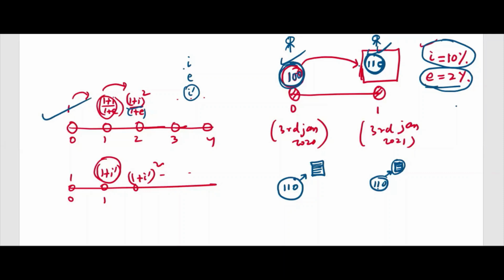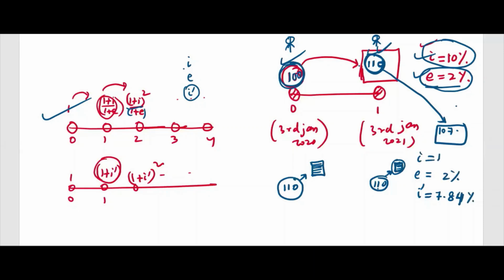But remember, it's 110 only. This is what you get, but its value is not 110. Its real value is 107 point something. That means the effective rate of return is not 10%. If E is 2% and I is 10%, what is the real rate? 7.84, okay, 7.84%.